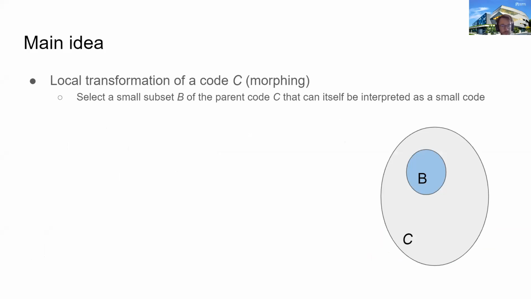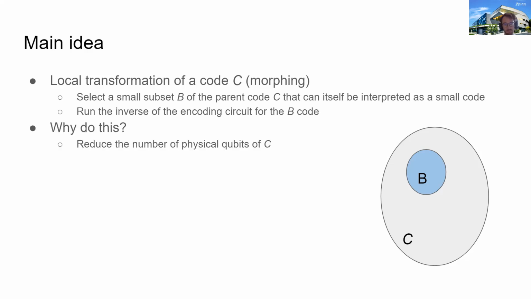So what's the main idea? What we're going to be thinking about today is we start with a quantum error correcting code C, and we're going to select a small subset of this code, which itself can be interpreted as a small code. So in the picture, this is this B region. And then we're going to run the inverse of the encoding circuit for this B code. Now, this might seem a bit vague at present, but I will give more details in the upcoming slides.